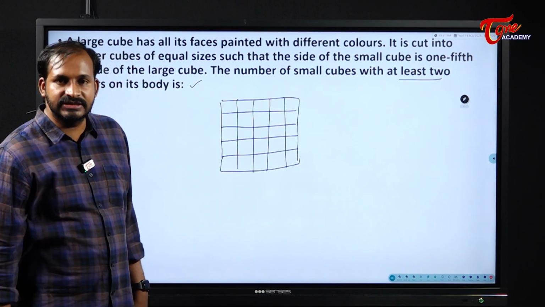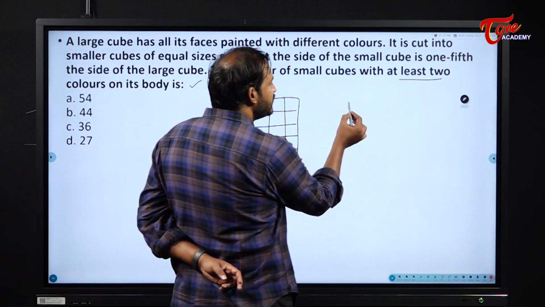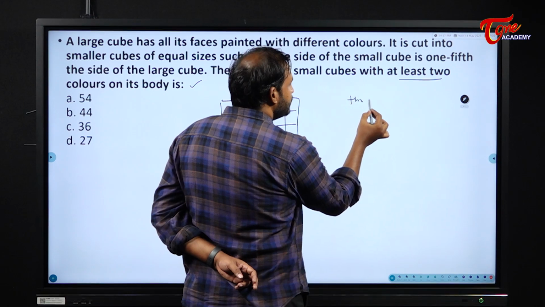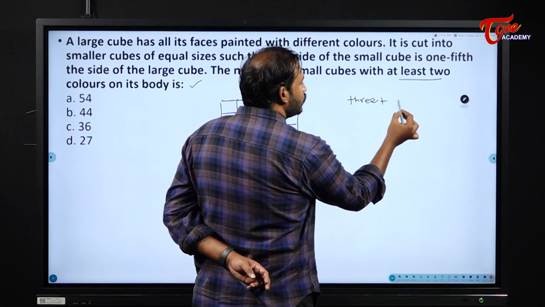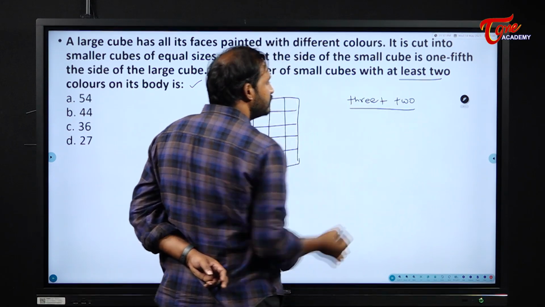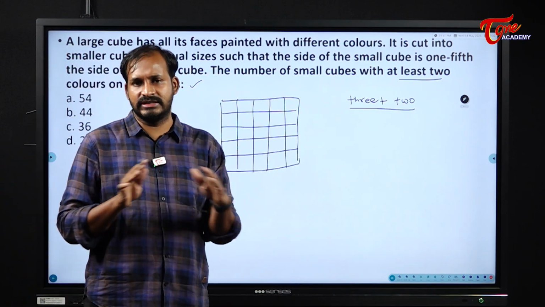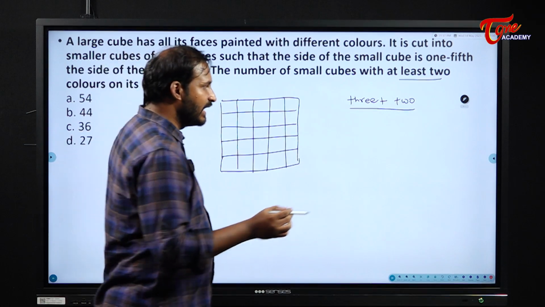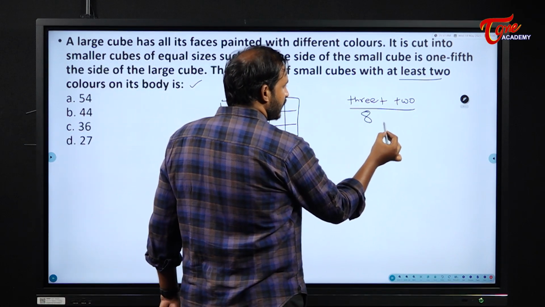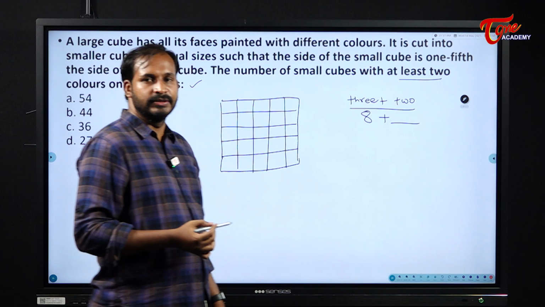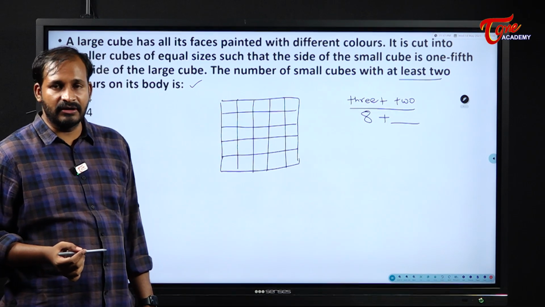At least 2 means, here what you need to consider? You need to take the 3 plus 2. Both you need to consider. 3 faces painted as well as 2 faces. Anyway, 3 faces counted are universally fixed. What are those? How many? 8. No need to calculate it. Simple, we need to find the number of cubes which get paint on 2 faces.